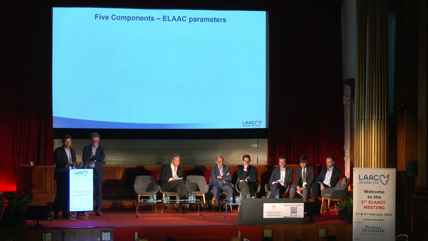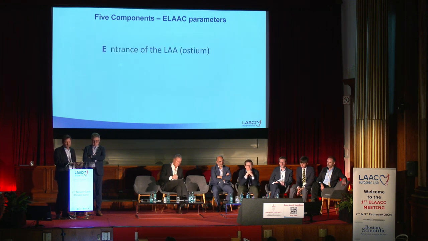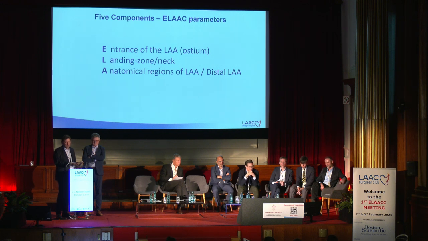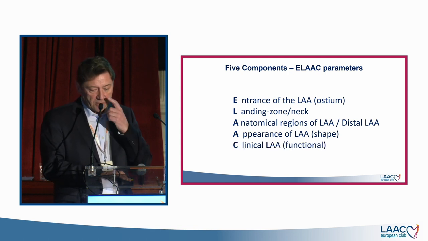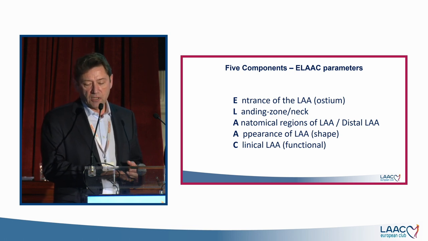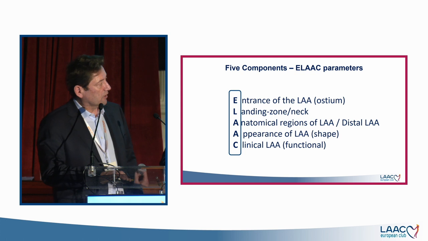So we decided to present five components for our ELAAC parameters. The first one is the entrance of the LAA that you all know as the ostium. The second one is the landing zone or neck of the appendage. Then we have the anatomical regions of the left atrial appendage or the distal appendage, the appearance or shape of the appendage, because it's important to know which one is a chicken wing or not. And finally, the clinical aspect of the LAA, meaning the function of the LAA. So these are the components.